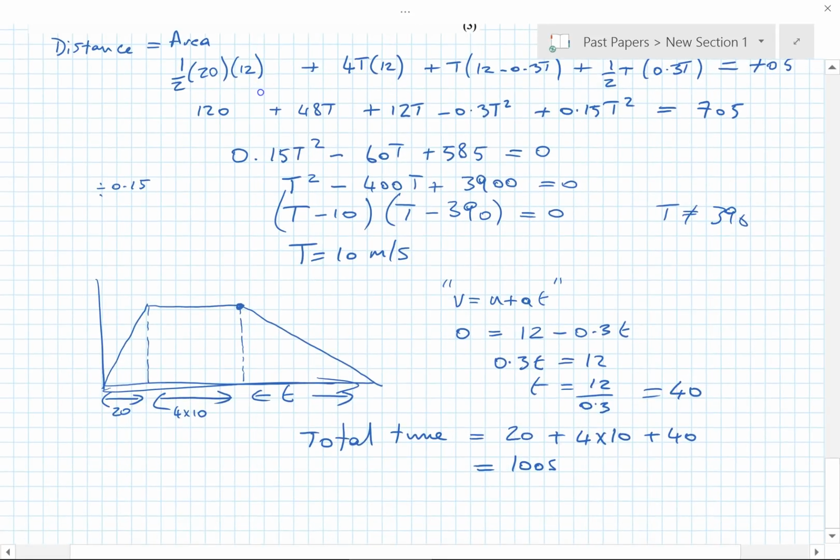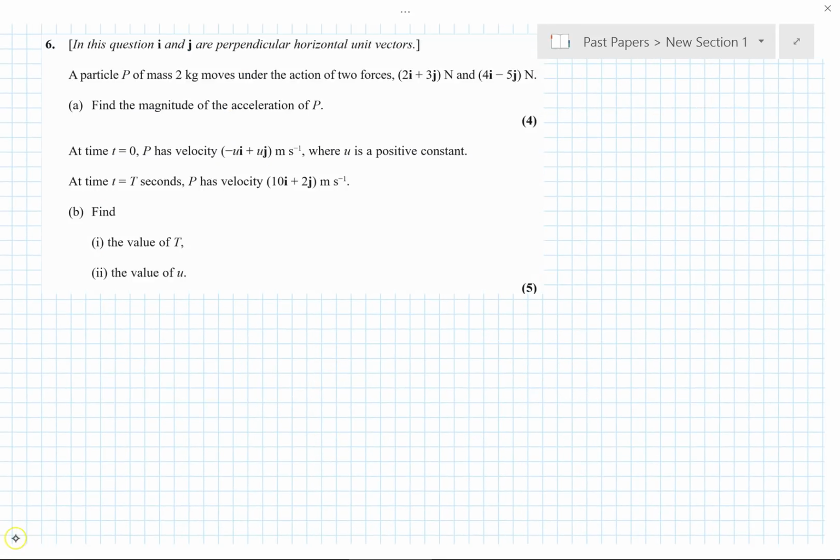Let's have a look at question 6. Okay, so this is a forces and vectors question. The first bit is we've got two forces. So we're going to apply F equals ma because we're asked for the acceleration. Remember, F equals ma means resultant force, so we can just add these two forces together. So 2I plus 3J plus 4I minus 5J is equal to mass times acceleration.